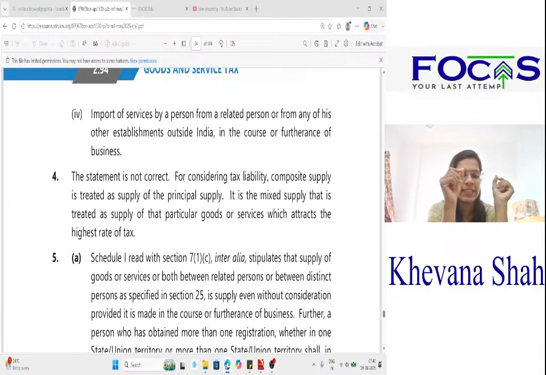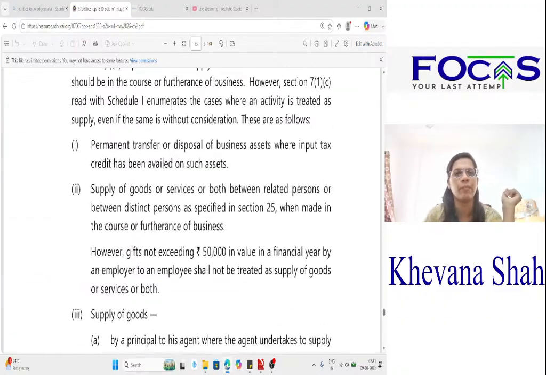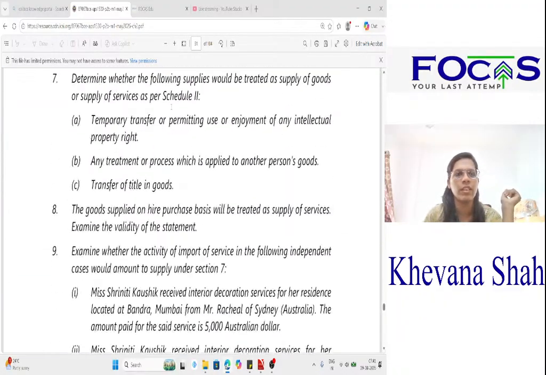Then the last case we have is that of importation of services. So importation of services by a person from a related person or from any of his other establishments outside India in the course or furtherance of business will also constitute a supply. Now let's see the next question.